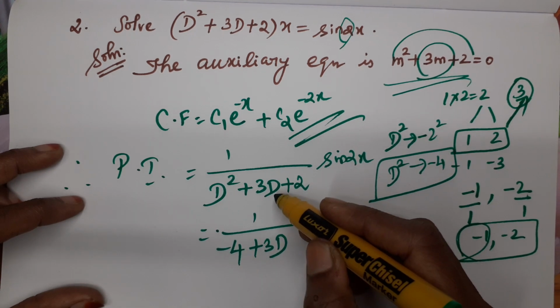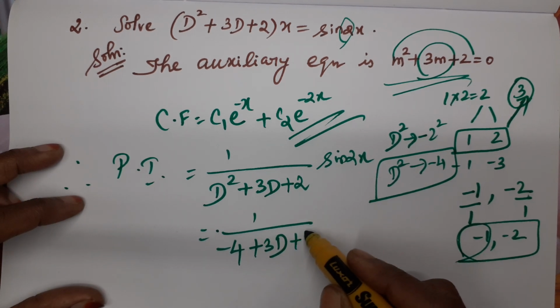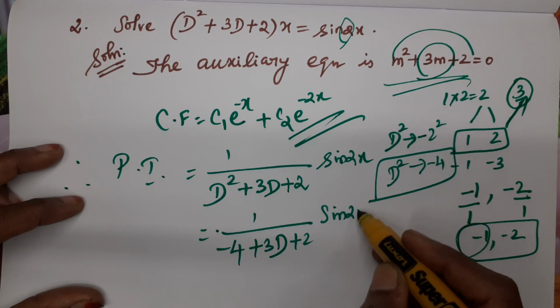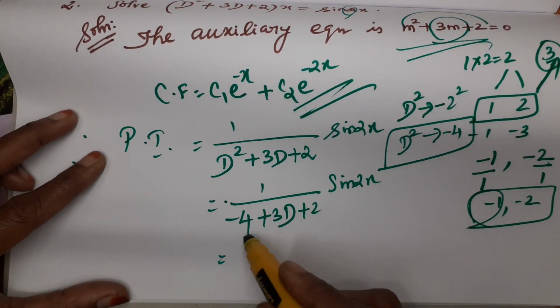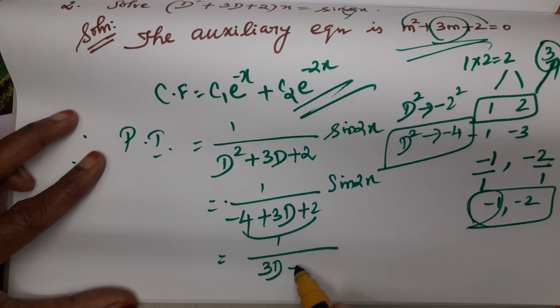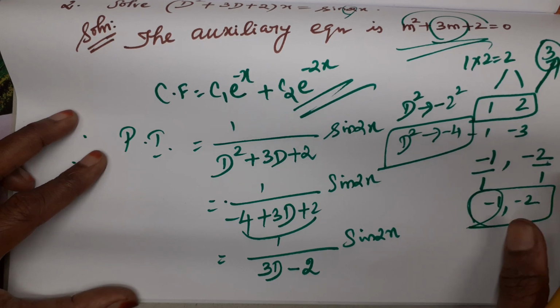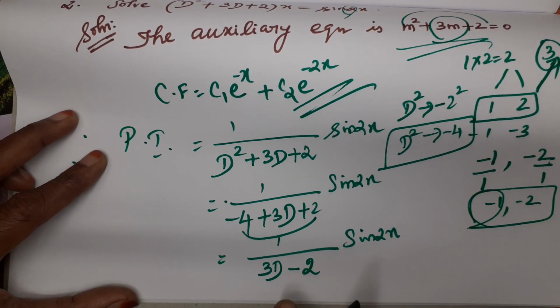We are not supposed to substitute any value for D, so take it as it is: 3D + 2 into sin 2x. Adding these two, the constants give a negative value, so first I am writing the positive quantity 3D, then adding these two, minus 4 plus 2 is minus 2, into sin 2x. We have only the substitution for D², so we are going to make this in terms of D².